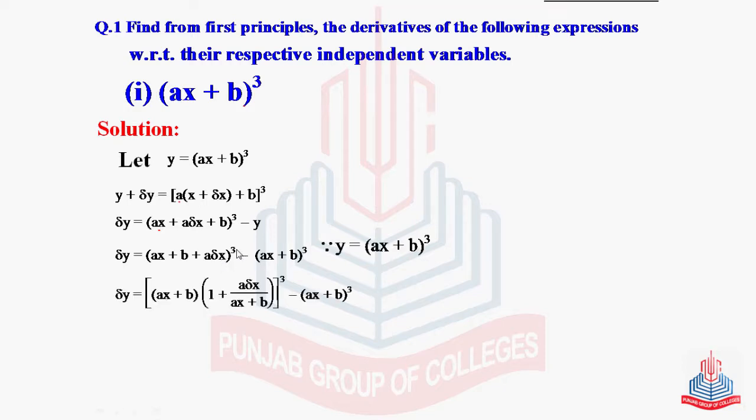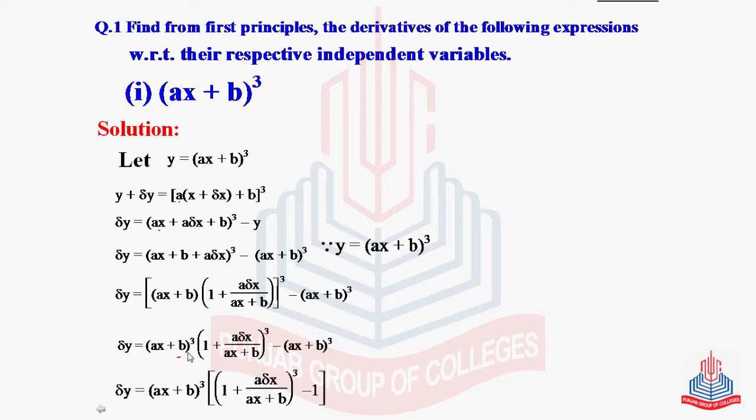Now delta y = (ax + b), which will become common to form our binomial theorem or binomial series, so that will become [1 + a delta x/(ax + b)]^3 - (ax + b)^3. And delta y = (ax + b)^3 [1 + a delta x/(ax + b)]^3 - (ax + b)^3. Now (ax + b)^3 can be taken as a common factor from both of these terms. So delta y = (ax + b)^3 {[1 + a delta x/(ax + b)]^3 - 1}.